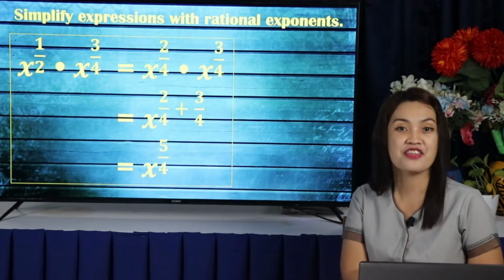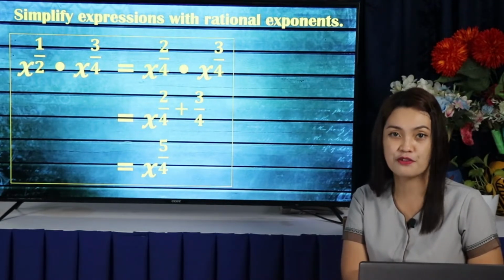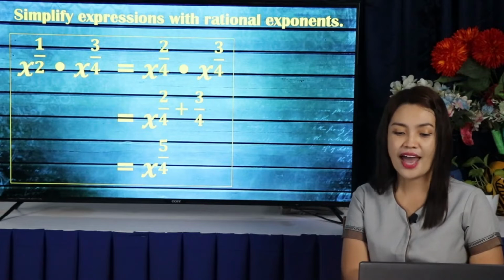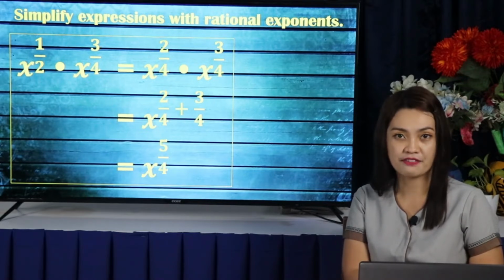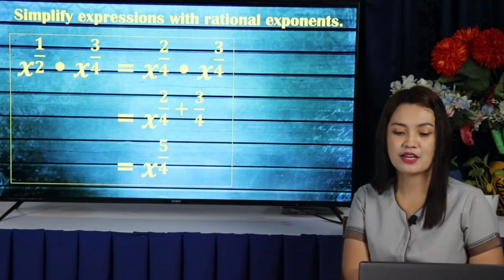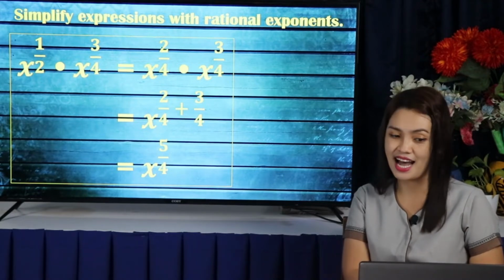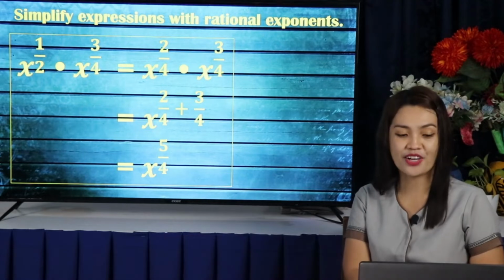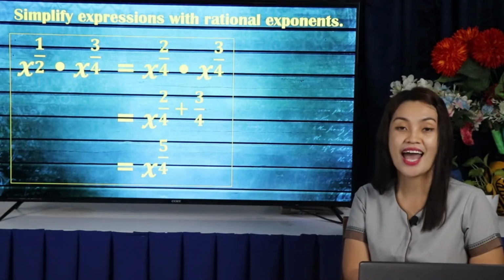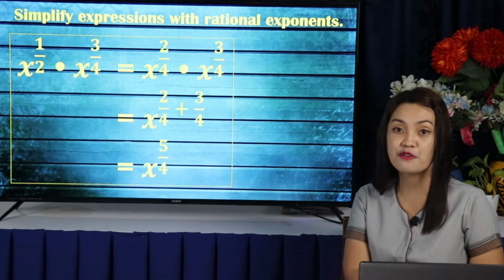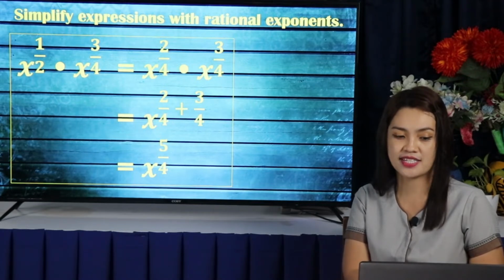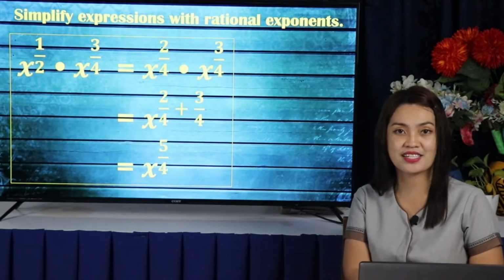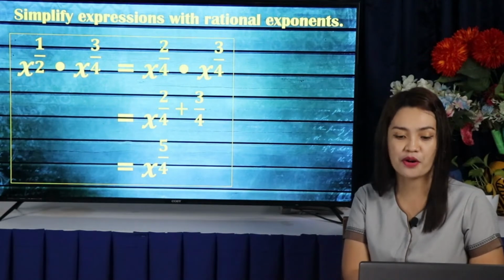From 1/2, the rational exponent is now 2/4. So x raised to the power of 1/2 multiplied to x raised to the power of 3/4 is now x raised to the power of 2/4 multiplied to x raised to the power of 3/4. Apply the product rule, so that becomes x raised to the power of 2/4 plus 3/4, which is equal to x raised to the power of 5/4.